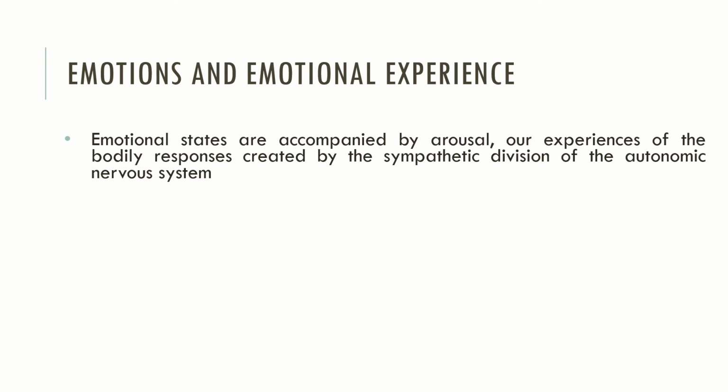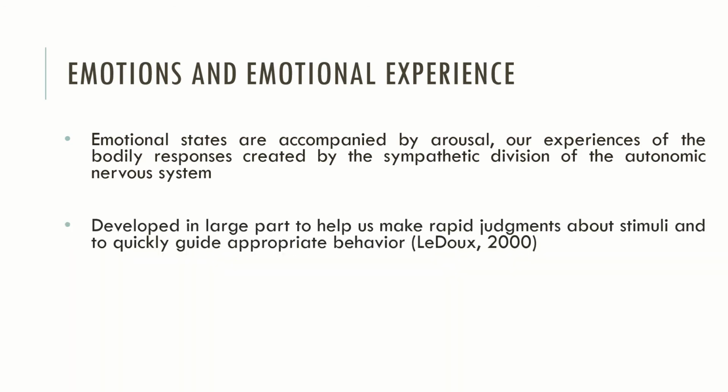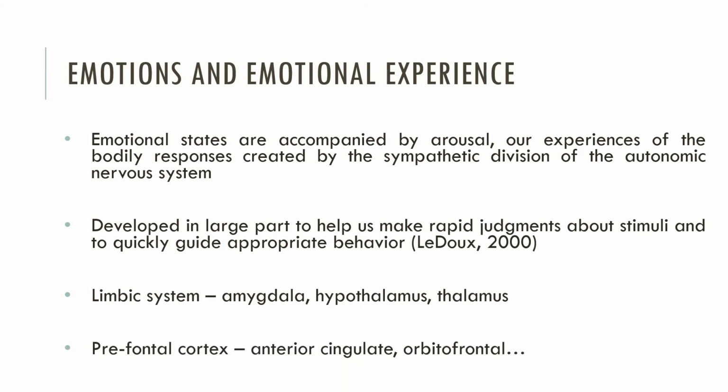So, emotional states are accompanied by different bodily sensations which represent a sympathetic activation of the autonomic nervous system. Emotions developed in large part to help us make rapid judgments about stimuli and to quickly guide appropriate behavior. That's why emotions set some behavioral tendencies. Emotions have a great neurobiological emphasis because they are produced in the limbic system, which encompasses the amygdala, hypothalamus, thalamus, and others, and emotions are also generated by some divisions of the prefrontal cortex, such as the anterior cingulate or the orbitofrontal cortex.